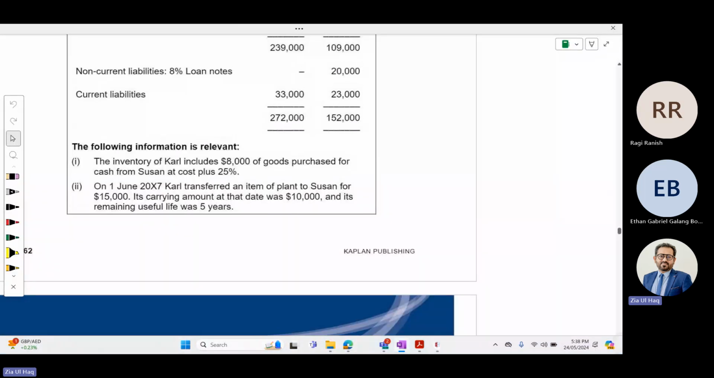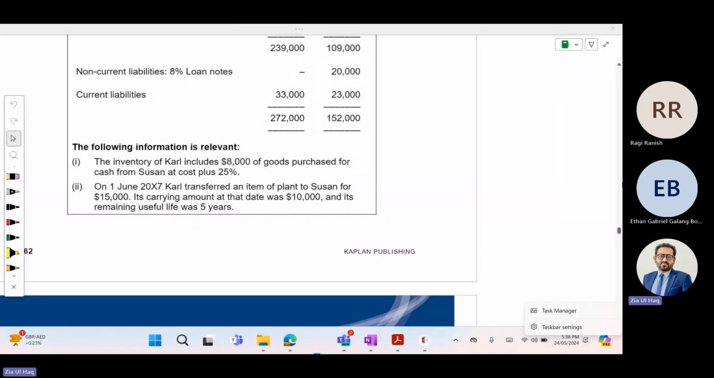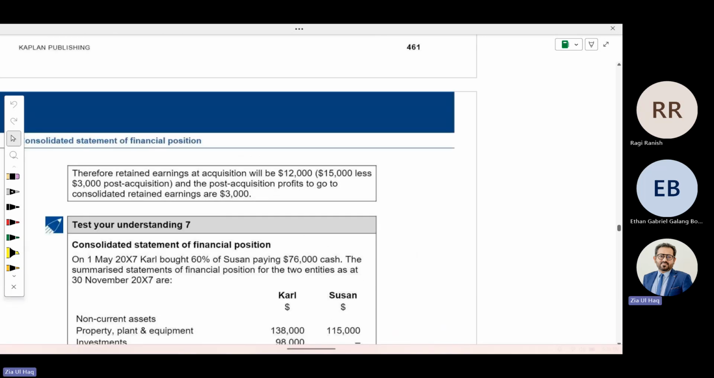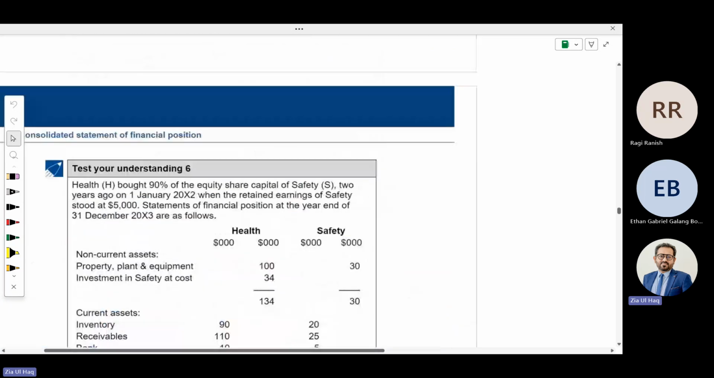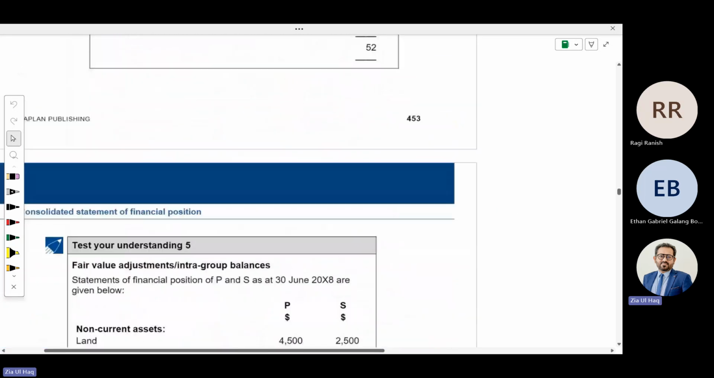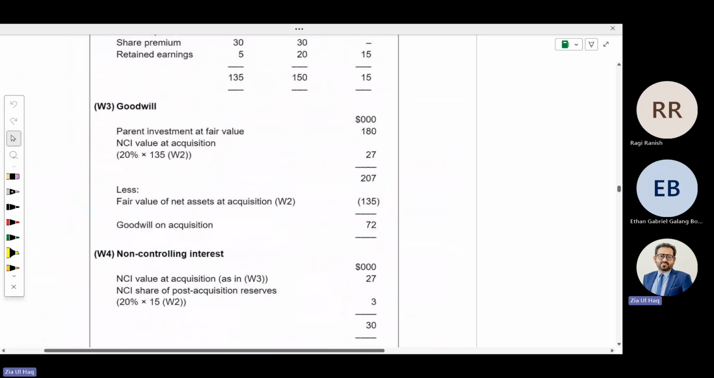Financial reporting. We started consolidation in the previous lecture. Consolidation is where one company acquires another company, or more than one company, by 51% or more. So the investee company will be called the subsidiary and the investor company will be called the parent company. And in that case, if you have control as well, you need to prepare consolidated financial statements as a parent company.